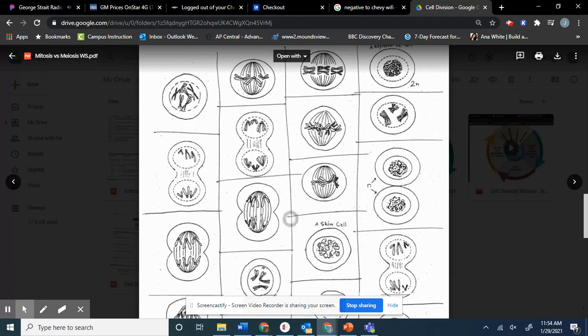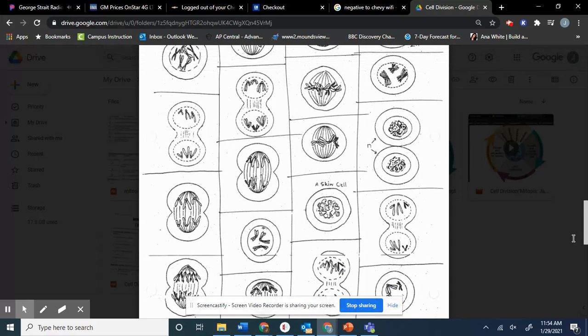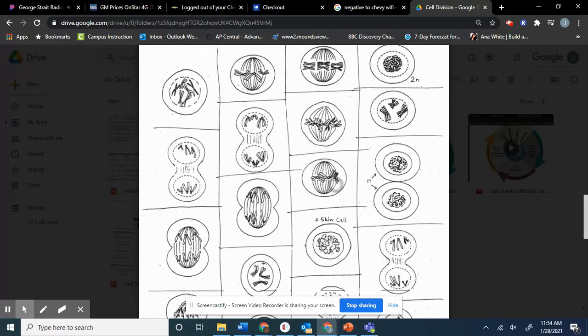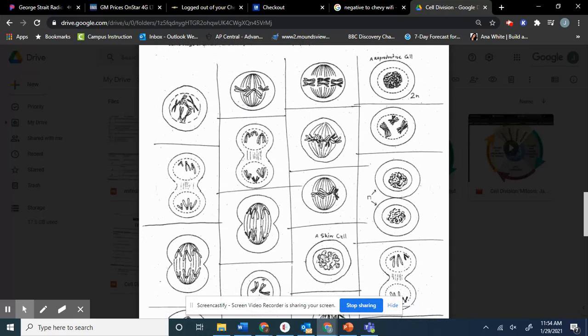Okay. How about like this cell right there? What would you probably say that bad boy is in? Metaphase, right? Because where are they all at? They're lined right down the center. Okay, so you guys can figure that part out. Now, the tricky part here, though, is we need to determine, okay, again, are they in mitosis? Are they in meiosis? Are they in a meiosis 1 or meiosis 2?